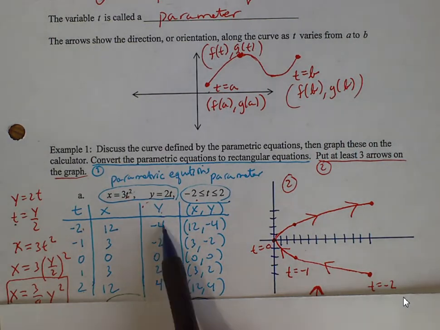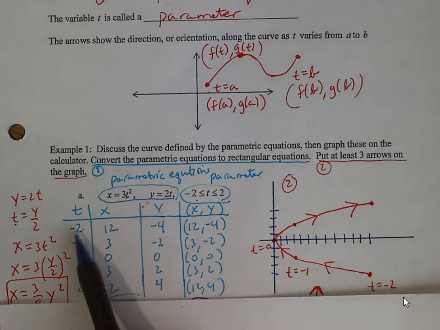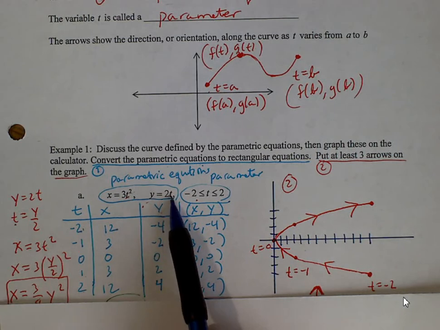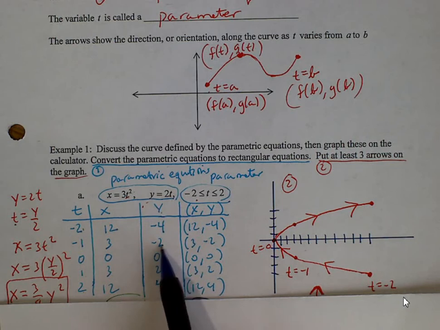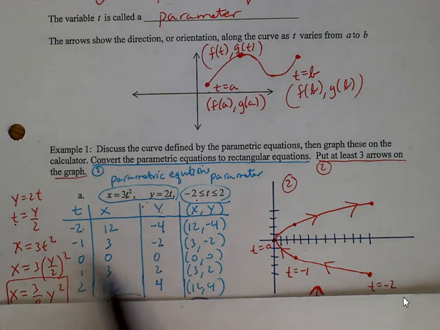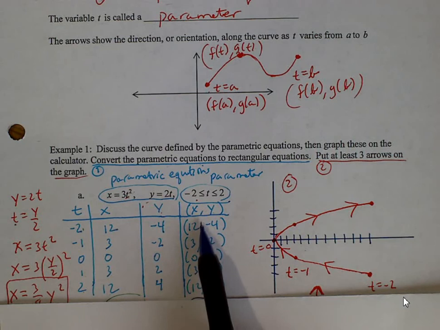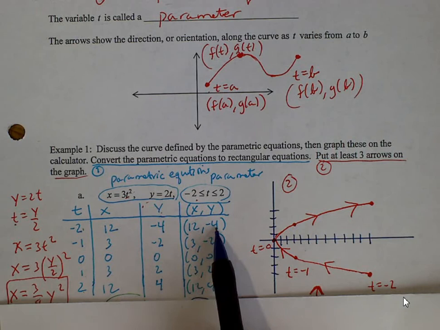And then you put the t values in for the y. So y is equal to 2t. When you put in -2 for t, you get -4. -1 for t gives you -2. 0 is going to be 0. 1 is 2. And 2 is 4. All right, so this last column, I'm just writing it as a point. So it's (12, -4), (3, -2), (0, 0), (3, 2), and (12, 4).